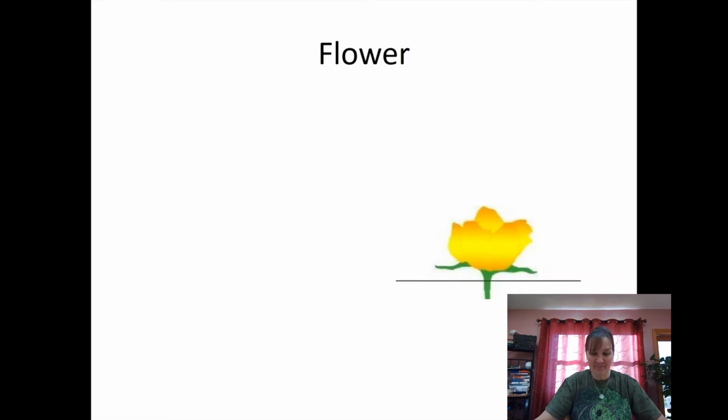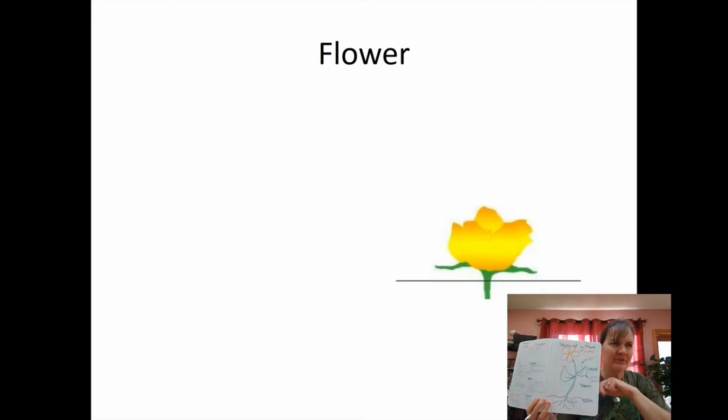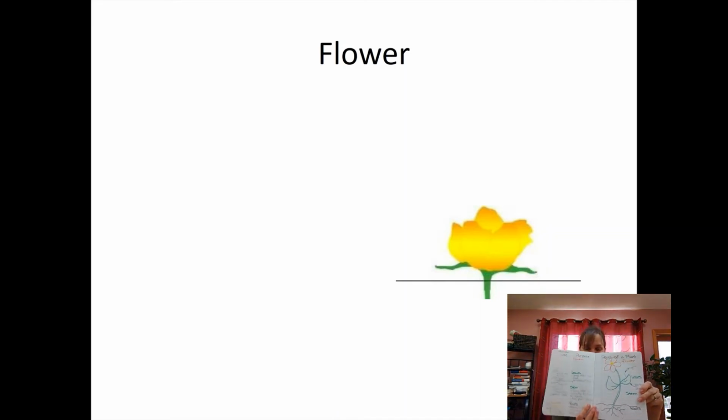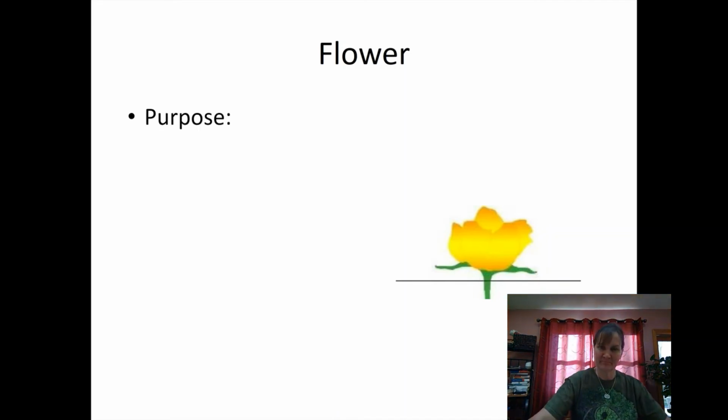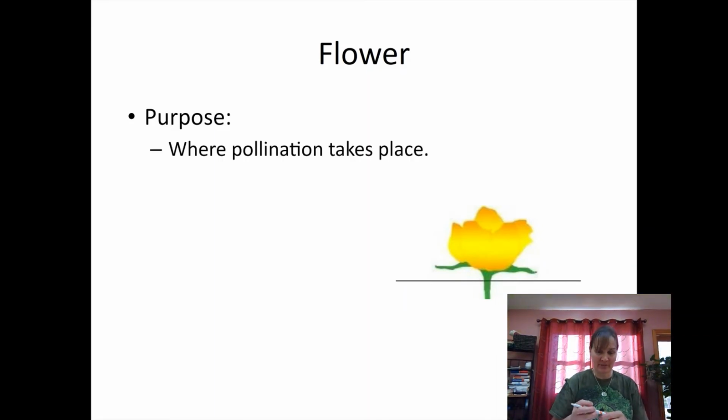The last part is the flower. Yeah, you could be as creative as you want with your flower, as colorful as you want with your flower. Okay. This is one thing that is going to be different than other plants. We are focusing on what we call a flowering plant. Okay, so the purpose of the flowers, that's where something called pollination takes place.